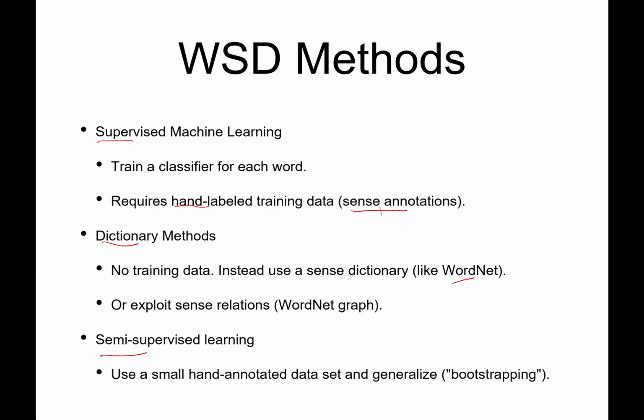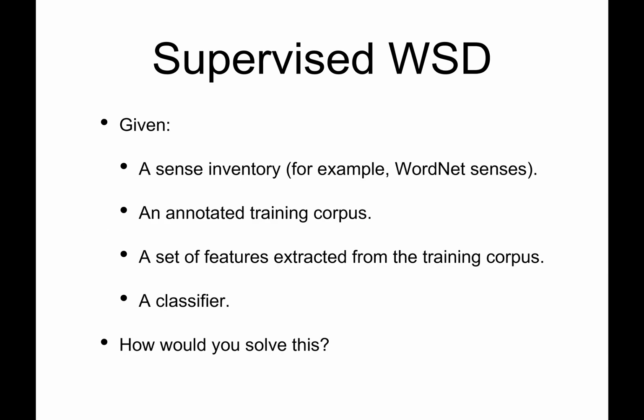And then you have semi-supervised learning, in which you ask yourself, well, given that I have a small hand-annotated data set, how can I generalize and do some bootstrapping? You use this hand-labeled data to get something that is stronger than fully unsupervised, probably weaker than fully supervised, but with much less data and much less manual work. So we're going to talk about each one of these separately.